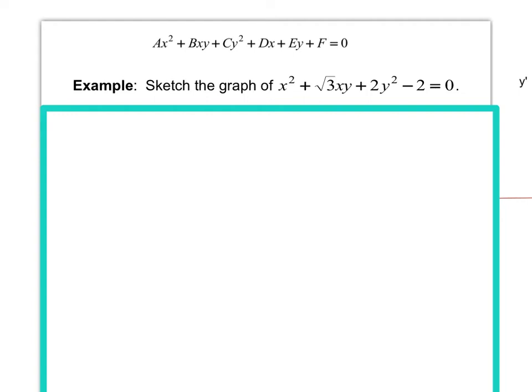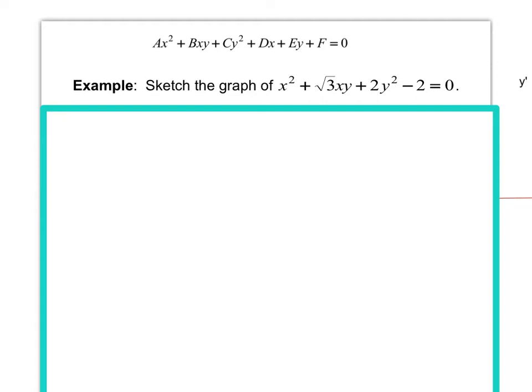Hi there, I'm going to go over an example of how to rotate a conic section. So our general conic section is going to be of this form. Notice that if there's an xy term, we can't complete the square and get something that is familiar to us. So what we're going to do is go through the process of how to rotate a conic section.